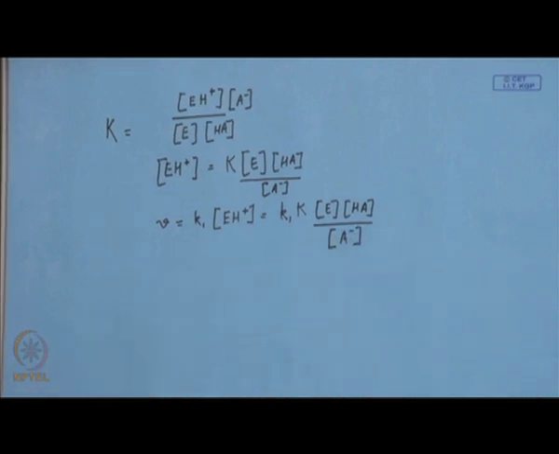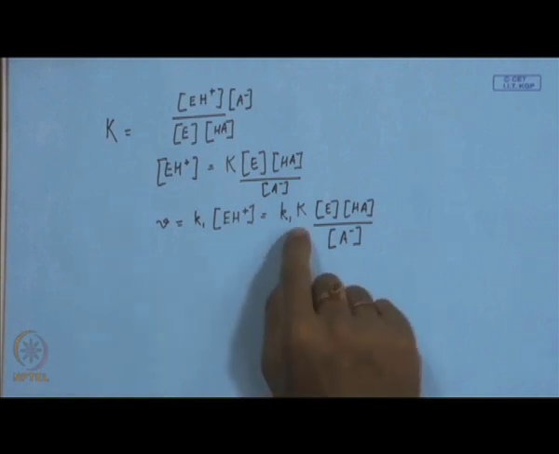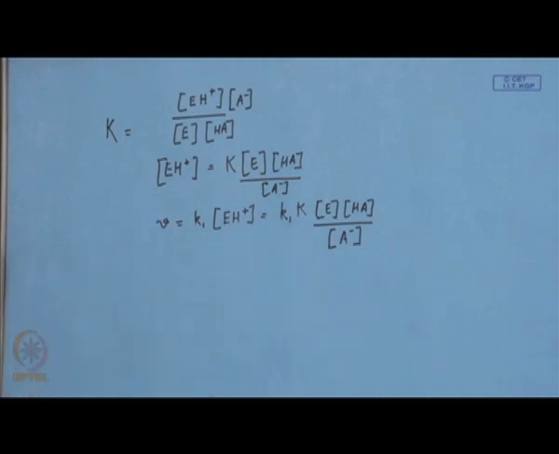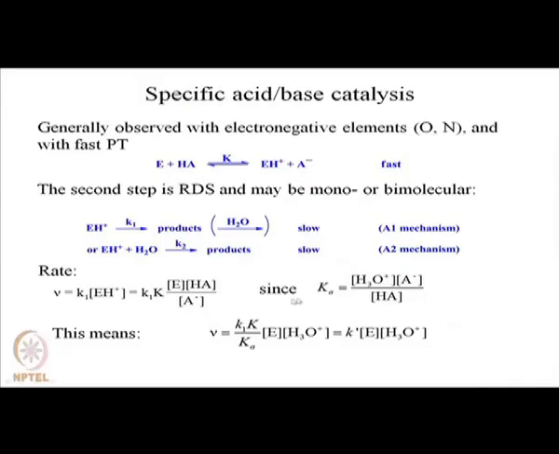Okay. So, this is the rate expression including your equilibrium constant. Since Ka is H3O plus A minus divided by HA, you can plug this in over here, and ultimately you get that V is equal to K1 into K divided by Ka into E into H3O plus. So, you see that this rate is strongly dependent on H3O plus concentration, that is your acid concentration, or the concentration of hydronium ion present in the reaction mixture.